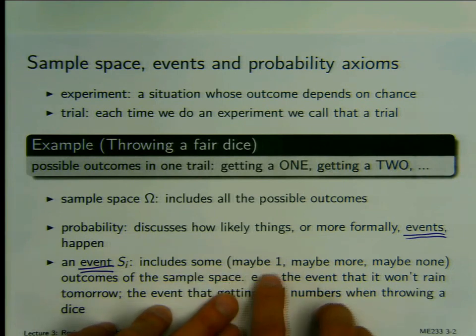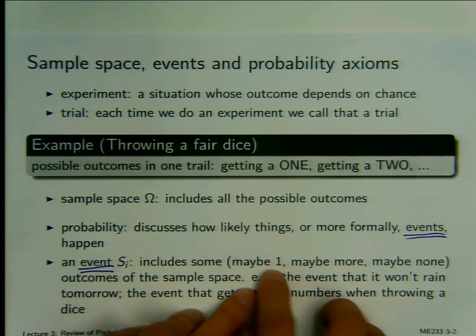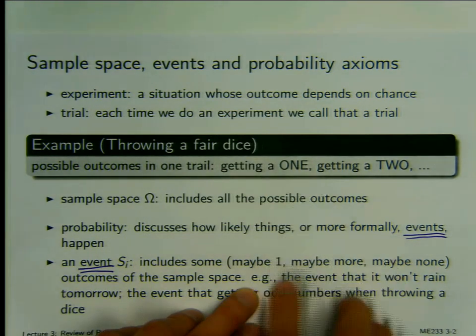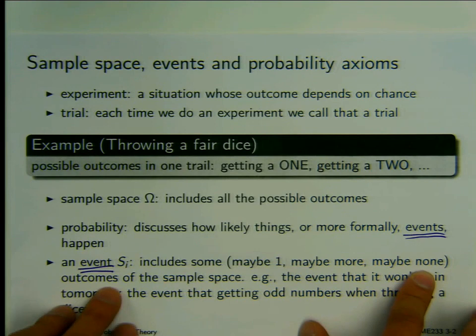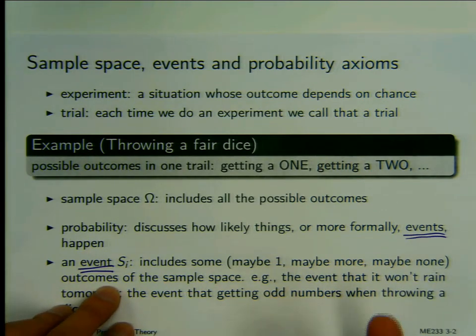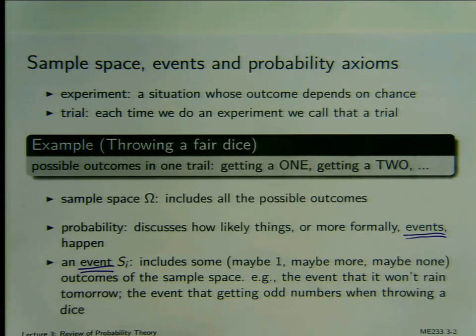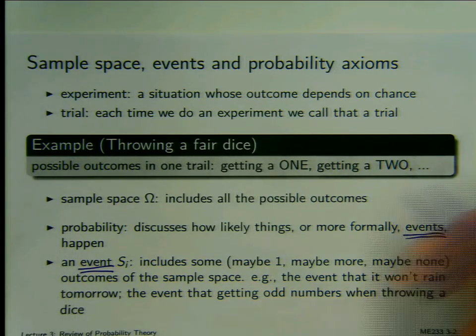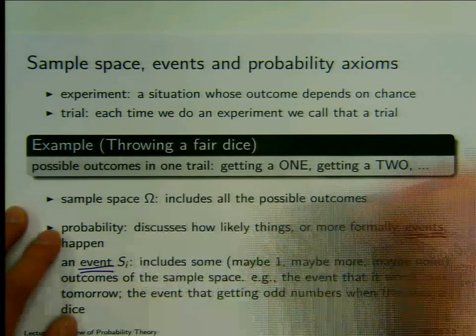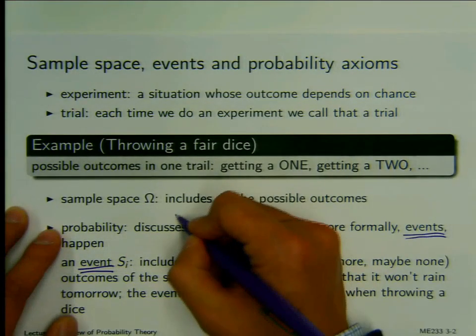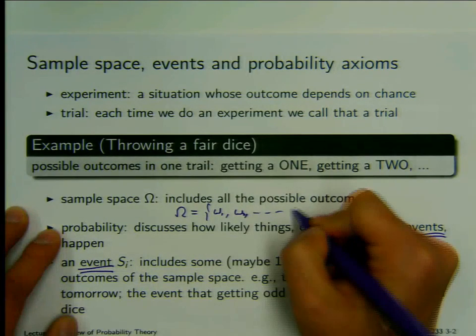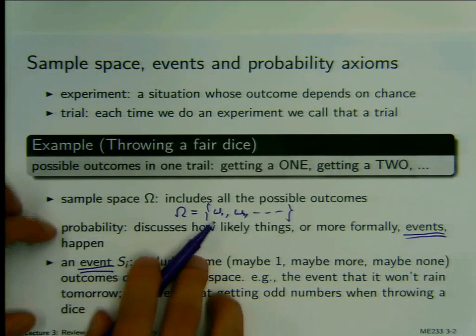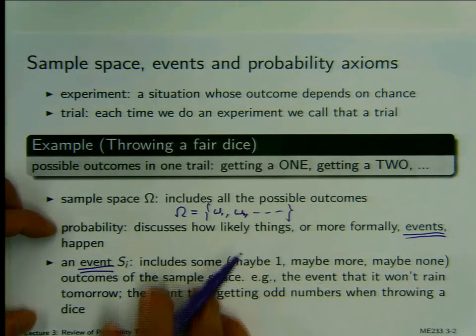Okay? So an event is just what I discussed here. An event can contain one outcome, for example, the event of getting a 1. The event can also contain no outcomes, for example, getting a 0 from a fair dice. That's impossible to happen, but that's an event. Usually, when we do this sample space definition, we do it this way: Omega equals small omega 1, small omega 2, and so on. So each small omega defines a possible outcome.